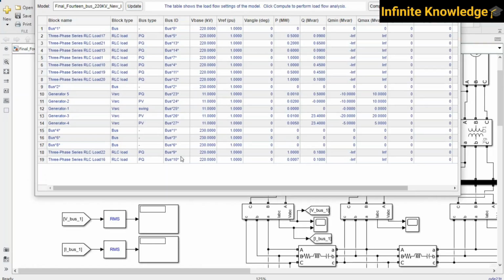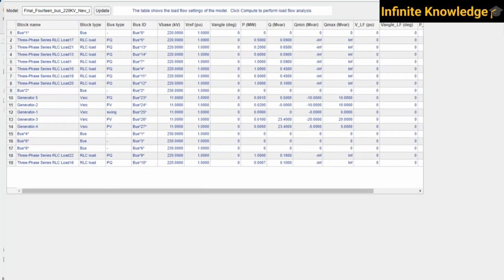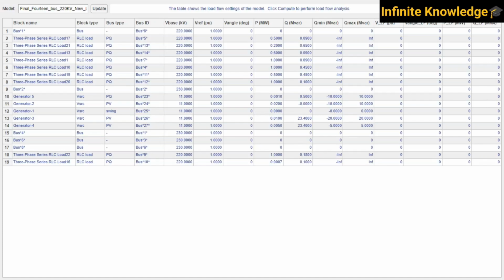So you can see all the buses are mentioned over here. There is a swing generator, there are 3 PV generators, and one is a PQ generator. And yes, you can see different voltage levels. All the generators are 11 kV, and all the loads are 220 kV. Whereas if you want, you can just press compute.